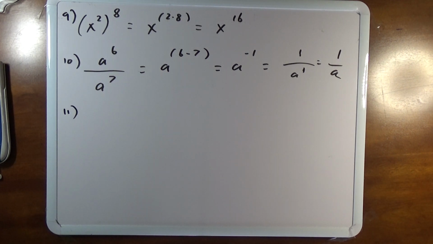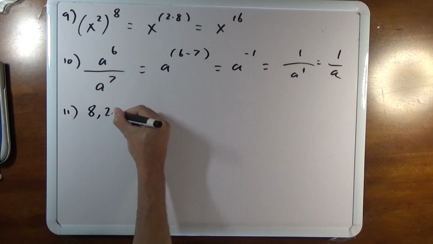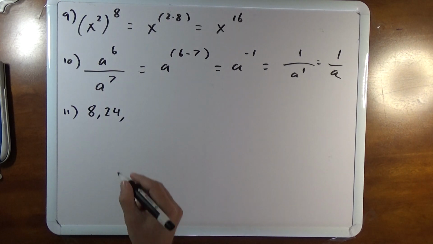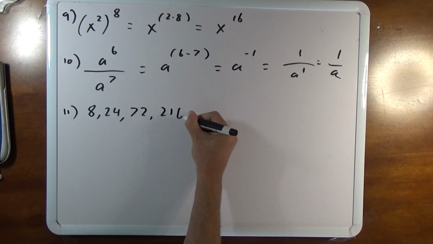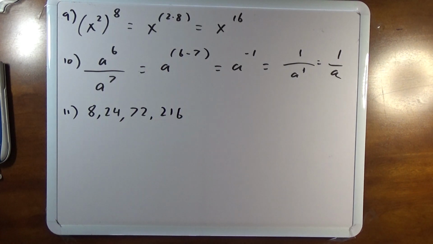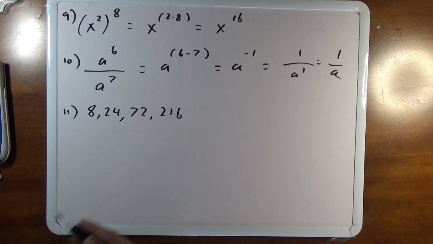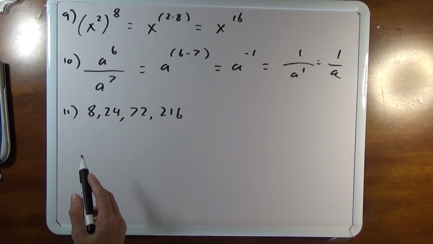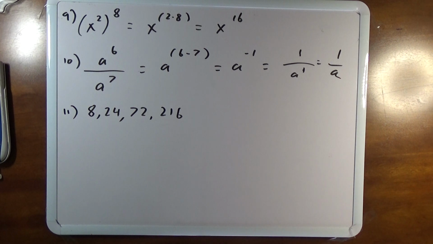Determine whether the sequence is arithmetic or geometric. 8, 24, 72, 216. So an arithmetic sequence, I'm adding the same number each time. I have an initial value, and then I'd be adding the same number. If it's decreasing, I could be adding a negative, right? So this one though is geometric because I'm multiplying each time.